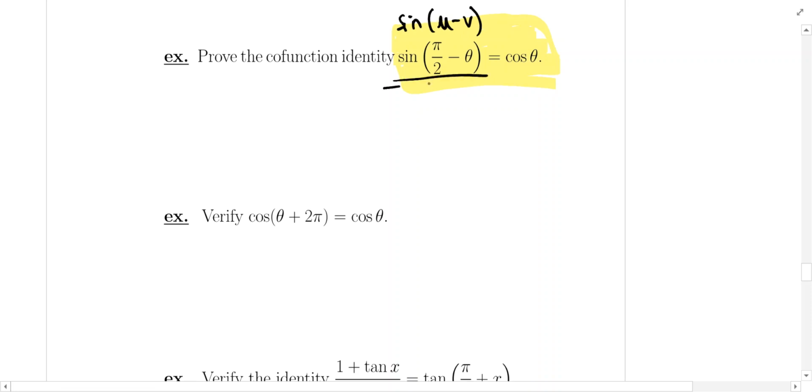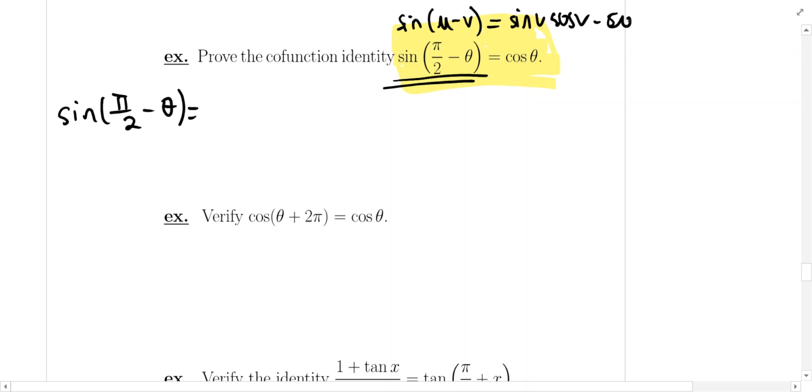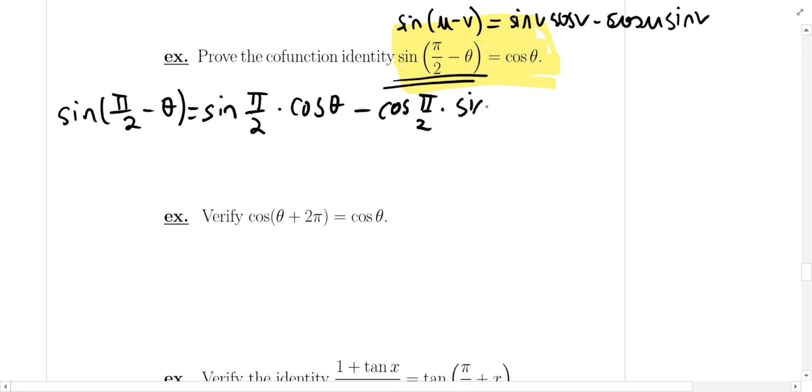So we're going to work with the left hand side. Sine of pi over 2 minus theta, according to the formula, is equal to sine of u times cosine of v minus cosine of u times sine of v. So in my case, u is pi over 2 and v is theta. So this is going to turn into sine of pi over 2 times cosine of theta minus cosine of pi over 2 times sine of theta.